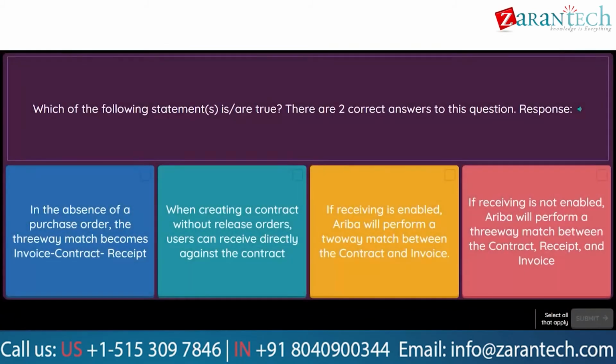Question: which of the following statements is/are true? There are 2 correct answers to this question. Response: Option 1. In the absence of a purchase order, the 3-way match becomes invoice, contract, receipt. Option 2. When creating a contract without release orders, users can receive directly against the contract. Option 3, if receiving is enabled, Ariba will perform a two-way match between the contract and invoice. Option 4, if receiving is not enabled, Ariba will perform a three-way match between the contract, receipt, and invoice.